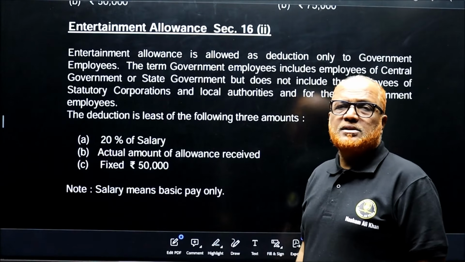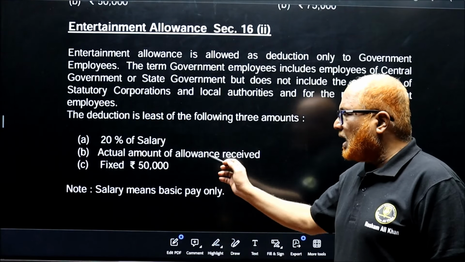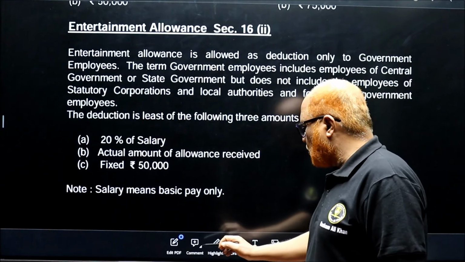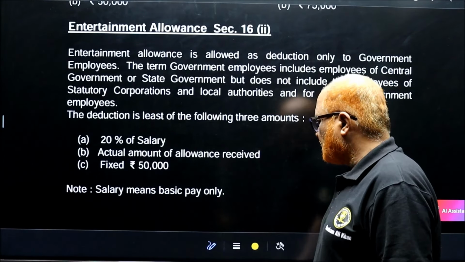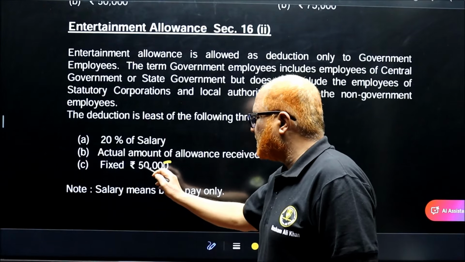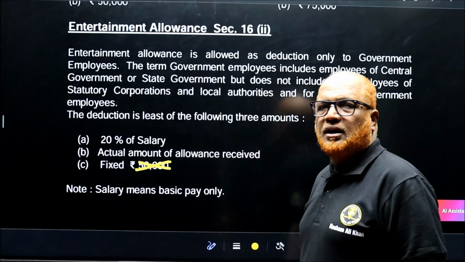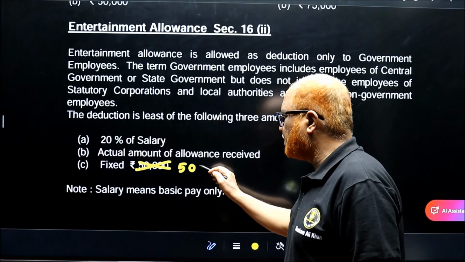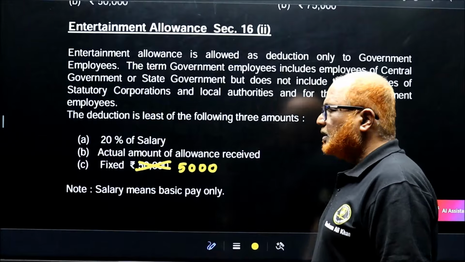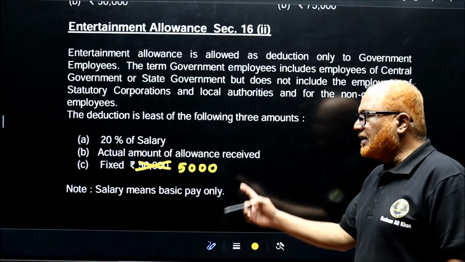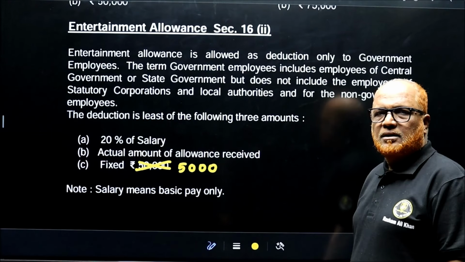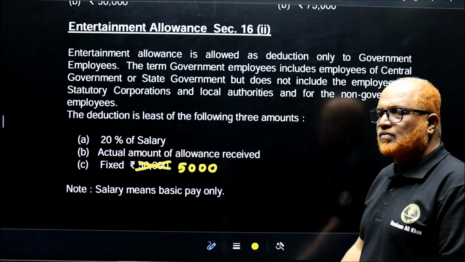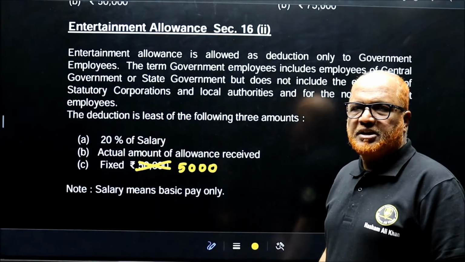The deduction is the least of the following three amounts. First one, 20% of salary. Second one, the actual amount of allowance received. And third one, fixed rupees 5,000. By mistake, it is given as 50,000 here. It is not 50,000, it is 5,000. Remember, the fixed amount is 5,000, whichever is least. So 20% of salary, actual amount of allowance received, or fixed rupees 5,000. The least among these three is the deduction allowed.